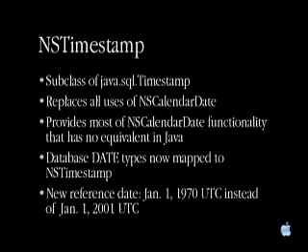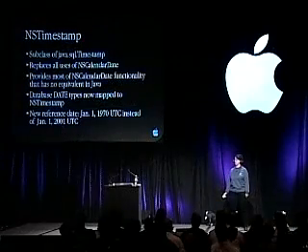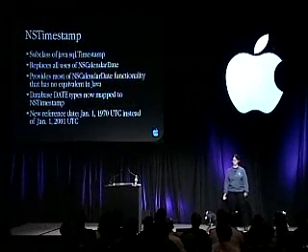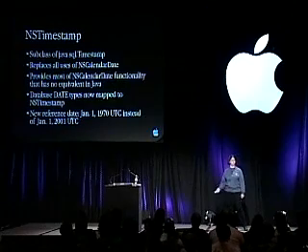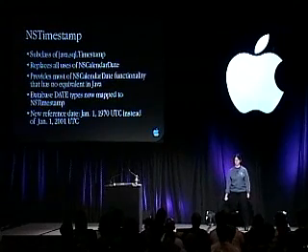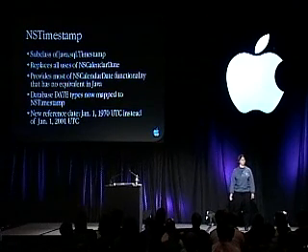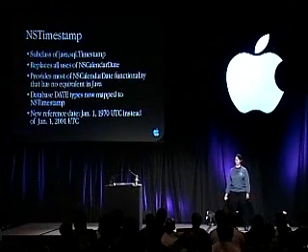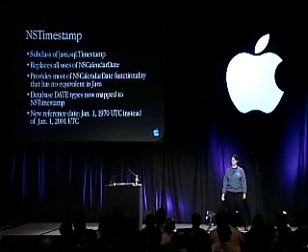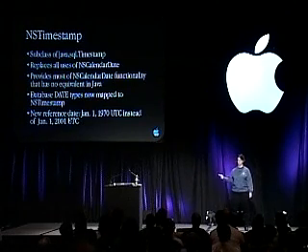NS timestamp, as I said, is a subclass of Java SQL timestamp. It replaces all uses of NS calendar date, or for those of you in the bridge Java world, NS Gregorian date. It provides most of the same functionality that you saw in 4.5 or 4.5.1, and EOF maps database date types into NS timestamps. Something that has changed noticeably that may affect a few of you is that we have a new reference date. We've moved from January 1, 2000 UTC, which was the Objective-C sort of time zero, to January 1, 1970 UTC, which is the Java and Unix standard time zero.